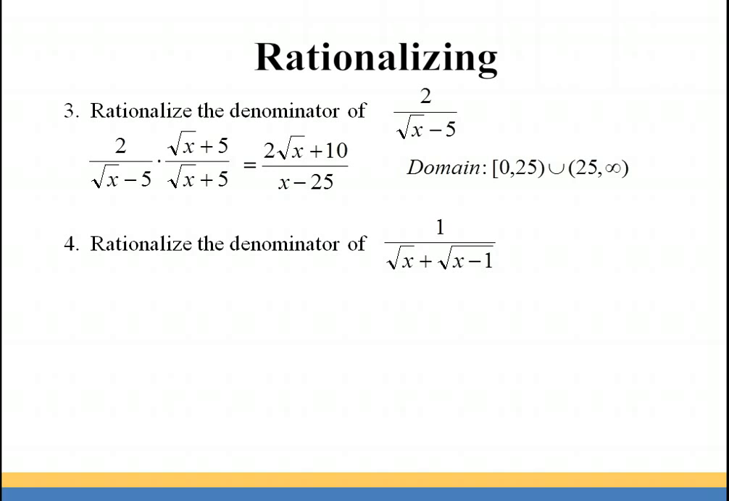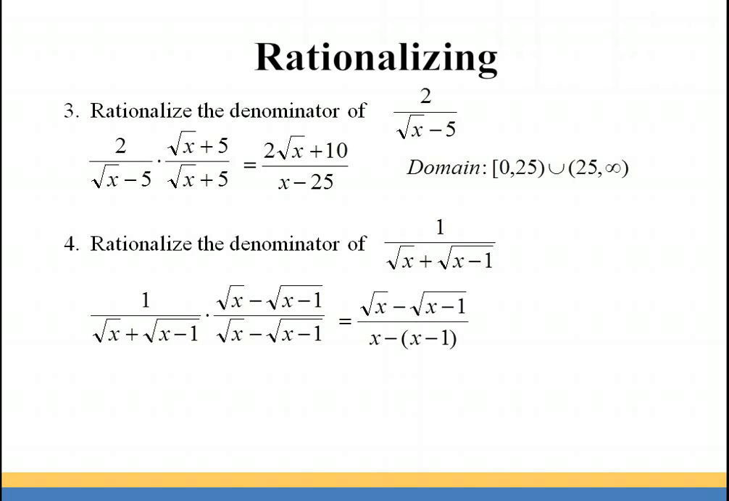We want to rationalize the denominator of 1 over the square root of x plus the square root of x minus 1. So we're going to multiply again by the conjugate, and then multiply straight across. So we end up in our numerator with the square root of x minus the square root of x minus 1. And in our denominator, all we have to worry about is multiplying our first terms together, which is going to give us x, and our last terms together, which is giving us the x minus 1.